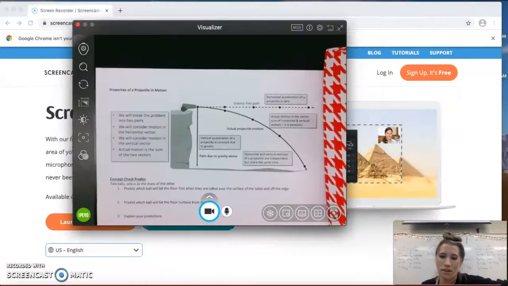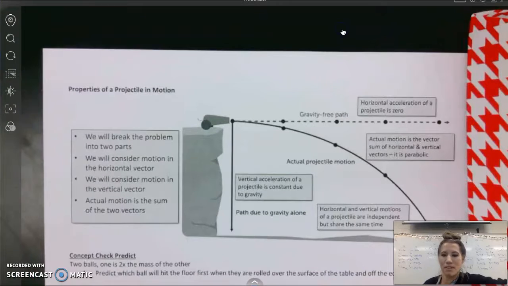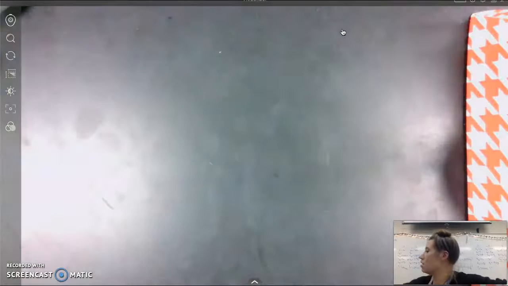Let's see, where are we at time-wise? Okay. All right. So we're moving on to page 87 of our notes.